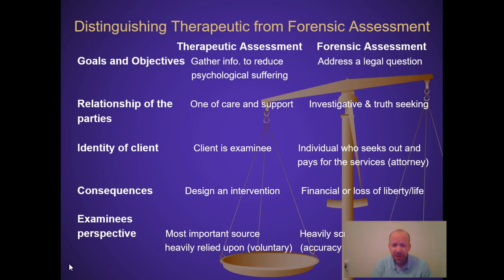Examinees' perspectives: in therapeutic assessment, the examinee is a more important source, heavily relied upon. It's more voluntary. People come in on their own accord for help or assessment. With forensic, the examinee is heavily scrutinized, accuracy is a bigger question, and it's often involuntary. Or if they're supposed to show up for a forensic psychological evaluation, that doesn't mean they're necessarily going to show up. So it's a different animal altogether.